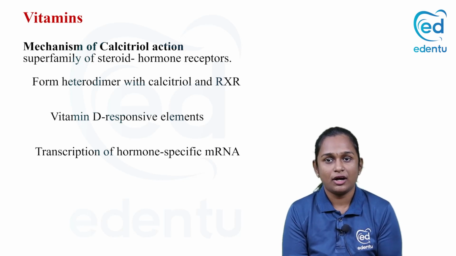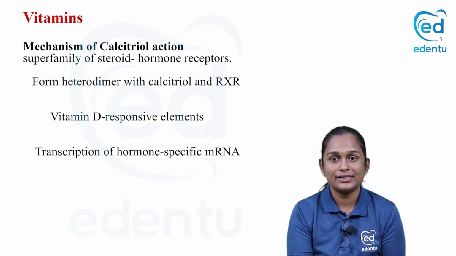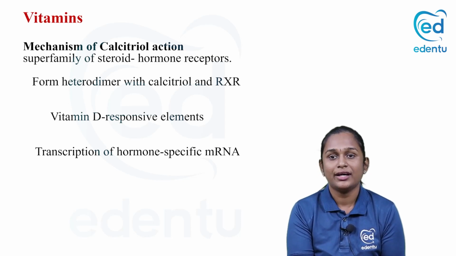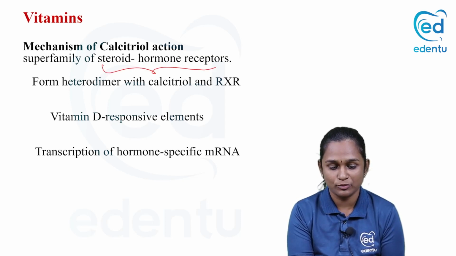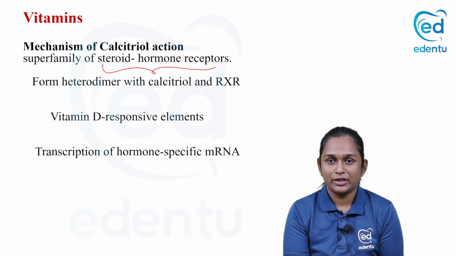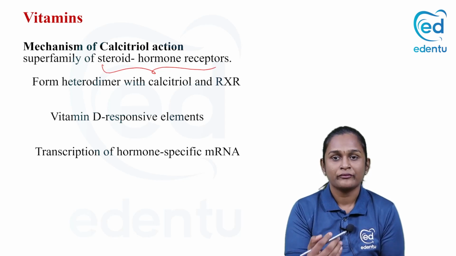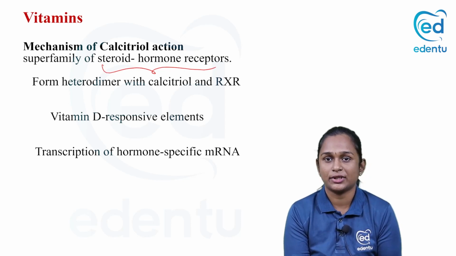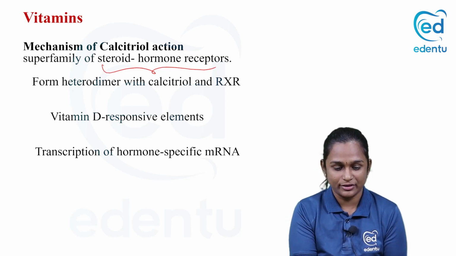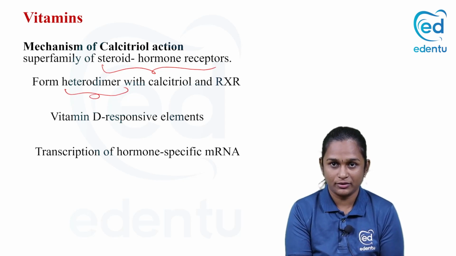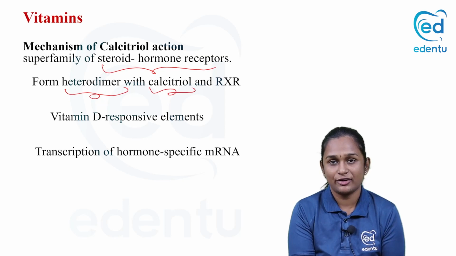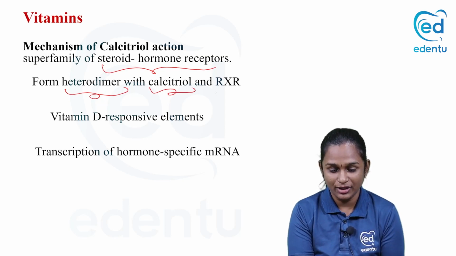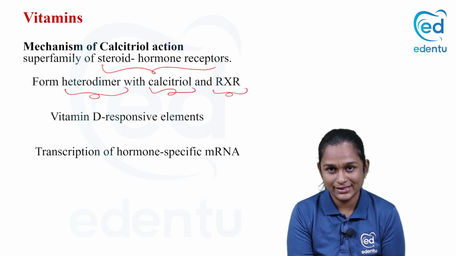How will vitamin D act on the target tissues? The receptor of vitamin D is similar to a steroid hormone receptor. It belongs to the superfamily of steroid hormone receptors. What happens? Vitamin D, a fat-soluble vitamin, can pass through the cell membrane into the cell. Calcitriol, the activated form of vitamin D, heterodimerizes with the retinoid X receptor.